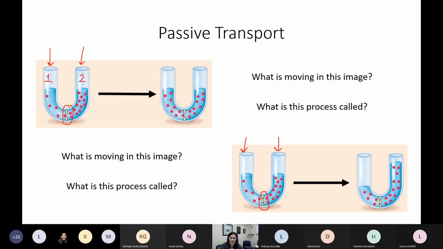Which means we can start using those tonic words to compare side number 2 to side number 1. If this is the side that has more solutes, would I say that it is hypotonic, hypertonic, or isotonic, since it has more solutes? Yeah, exactly. This side has more solutes, which means that this solution is hypertonic to the other.